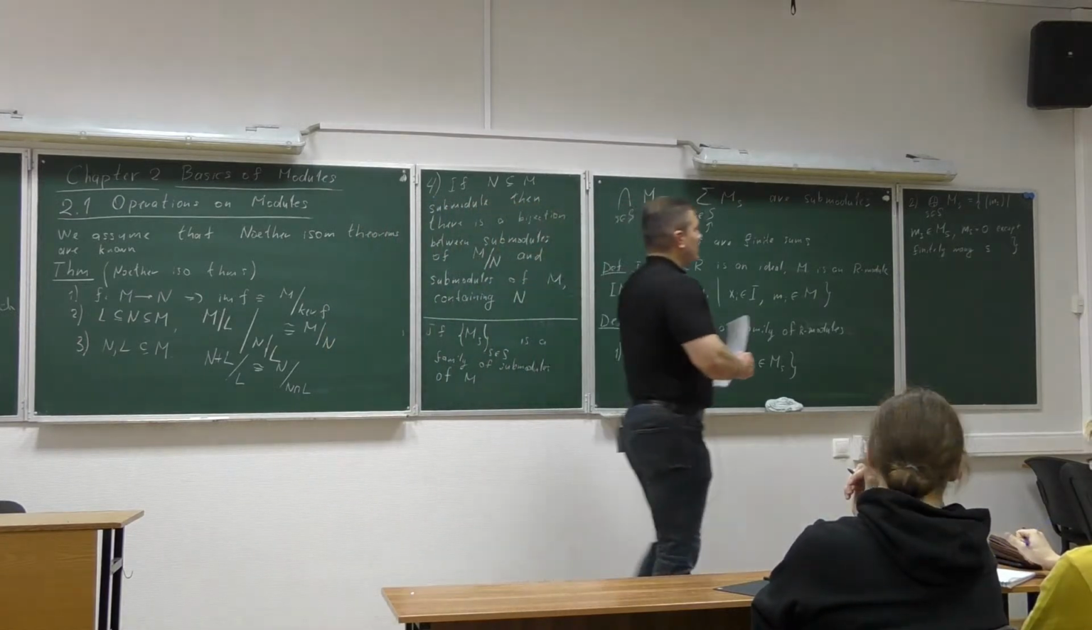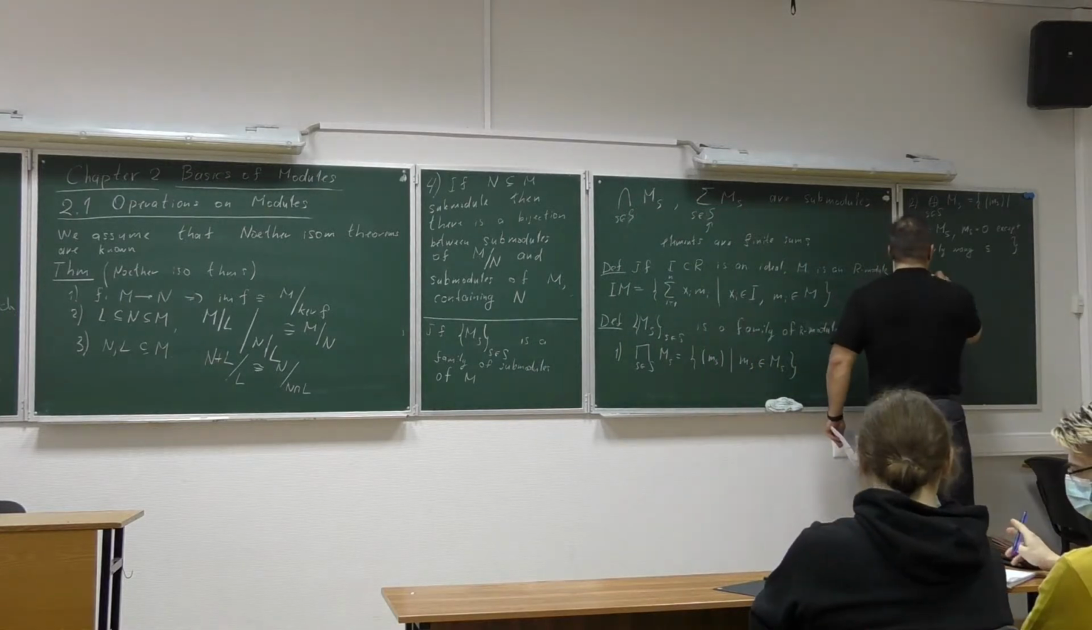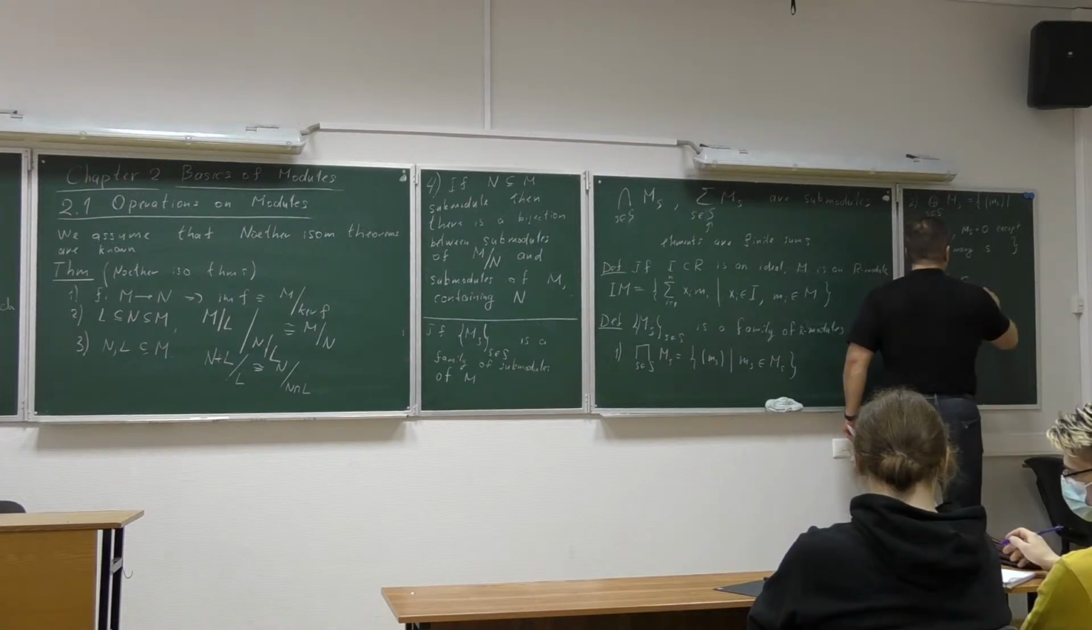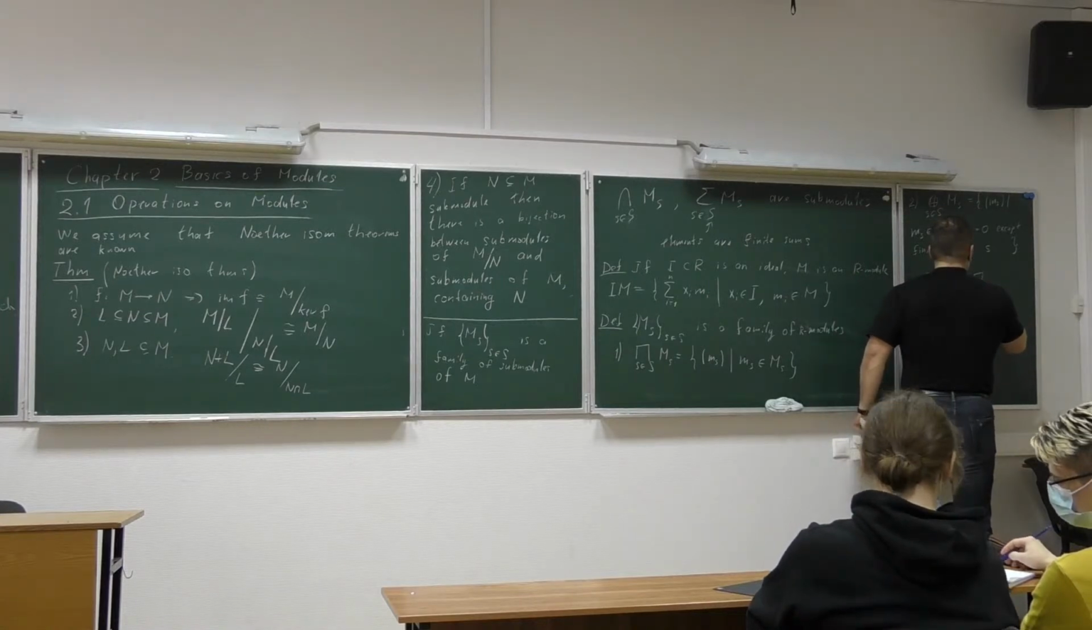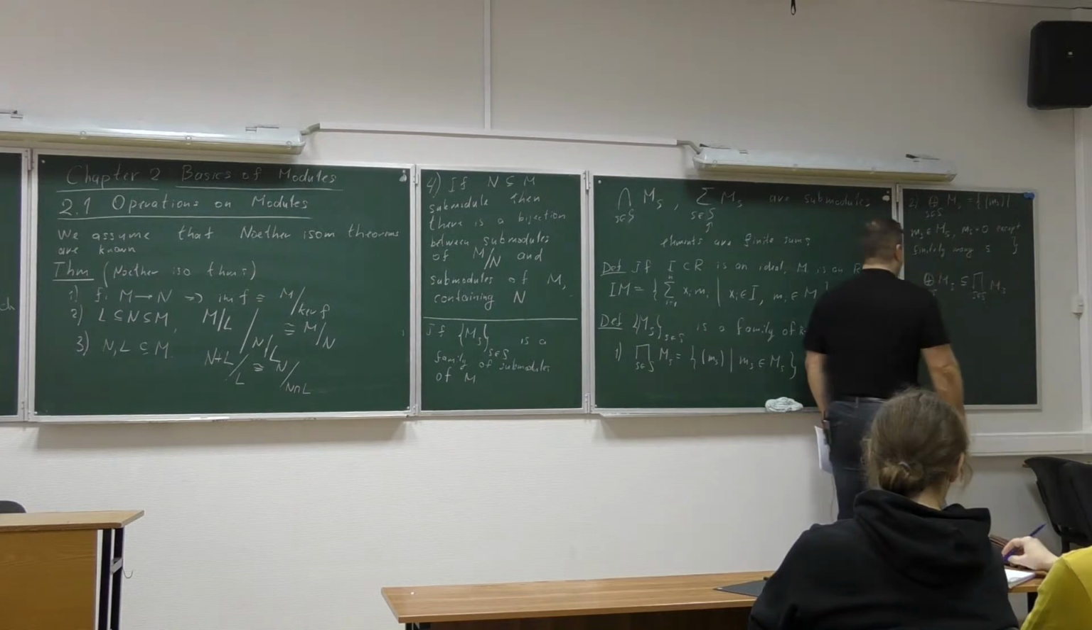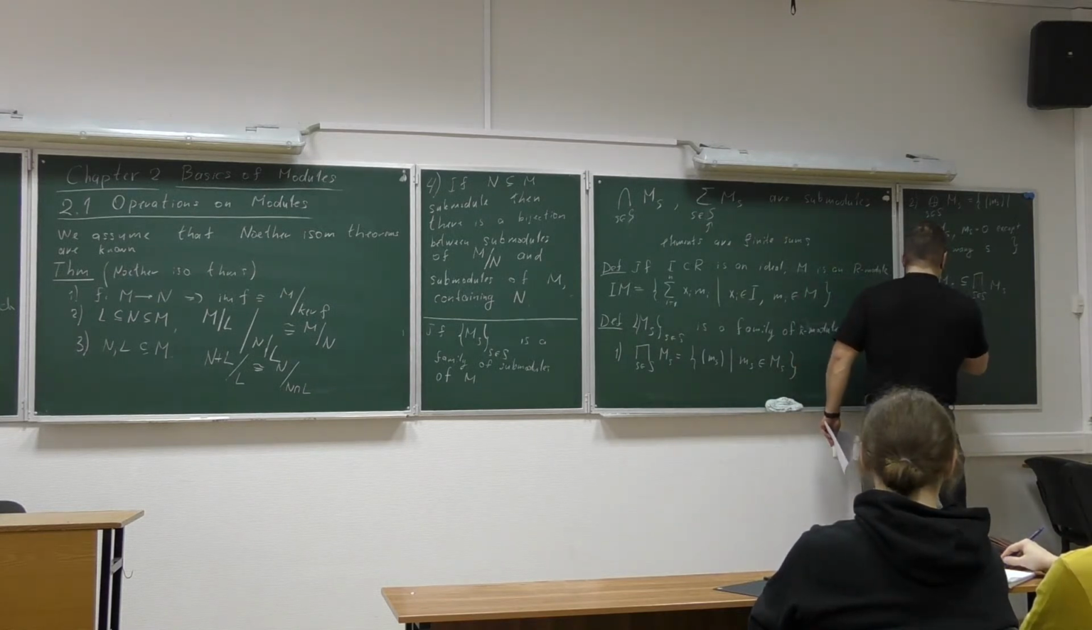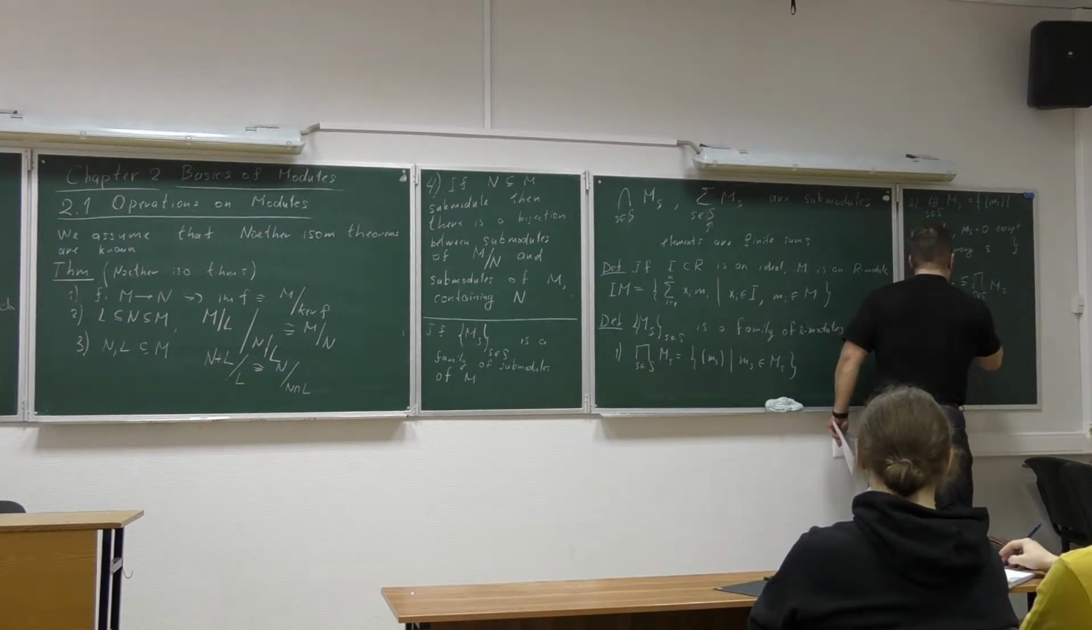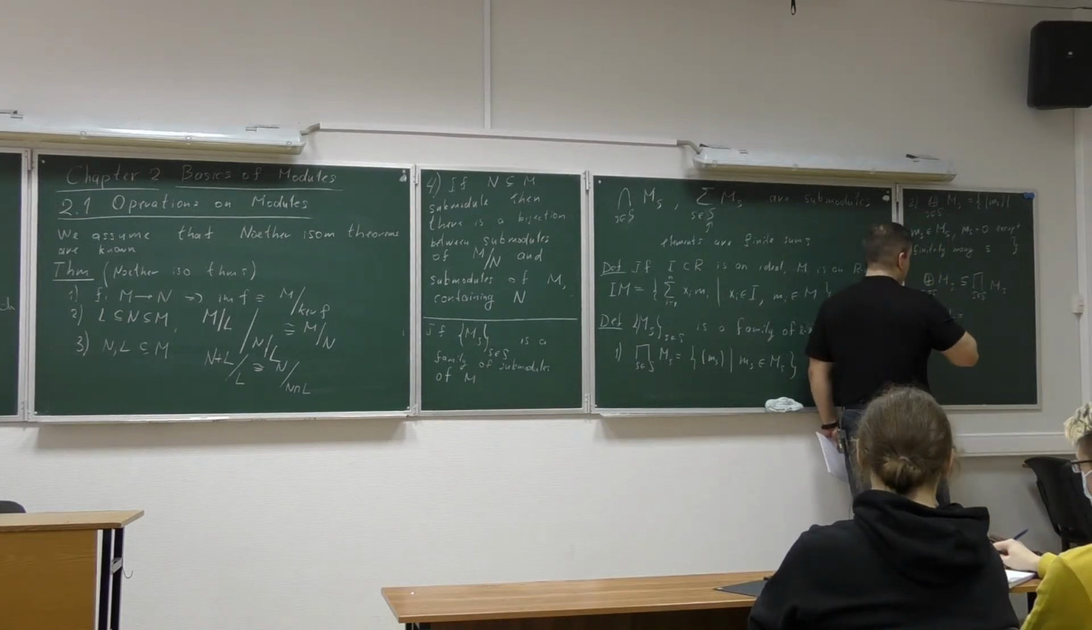And of course you can say that the direct sum always sits inside the direct product, and clearly they coincide if the set S is a finite set.